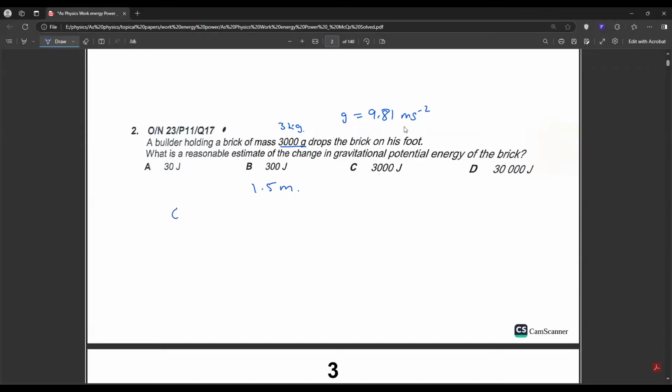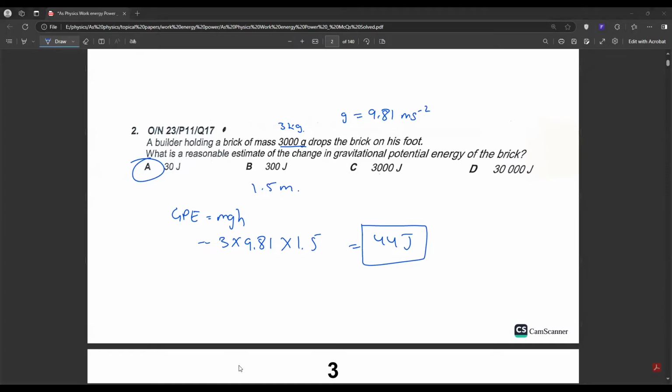So the change in gravitational potential energy will be mgh. What is m? 3. What is g? 9.81. And let's say h is 1.5. 3 into 9.81 into 1.5. This comes out to be 44 joules rounded off. A is your answer, and if you check in the marking scheme, A is your answer. Simple. Let's further move ahead.